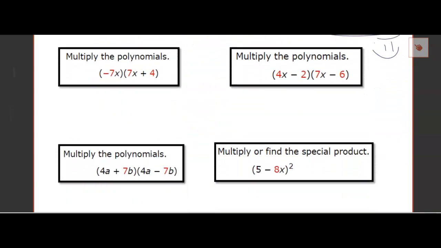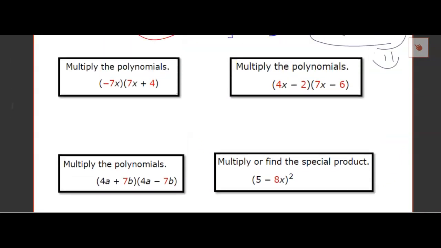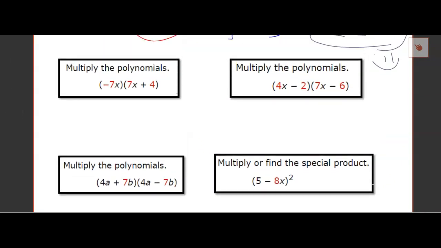Okay, here's a couple more. What do we have here? We've got these 4 left, where we're going to multiply some polynomials. So let's take a look at the first one together. It's a situation where we're going to have to distribute because I have a binomial in the second set of parentheses, and that binomial needs to be multiplied by the term negative 7x. So negative 7x times a 7x and negative 7x times the 4.